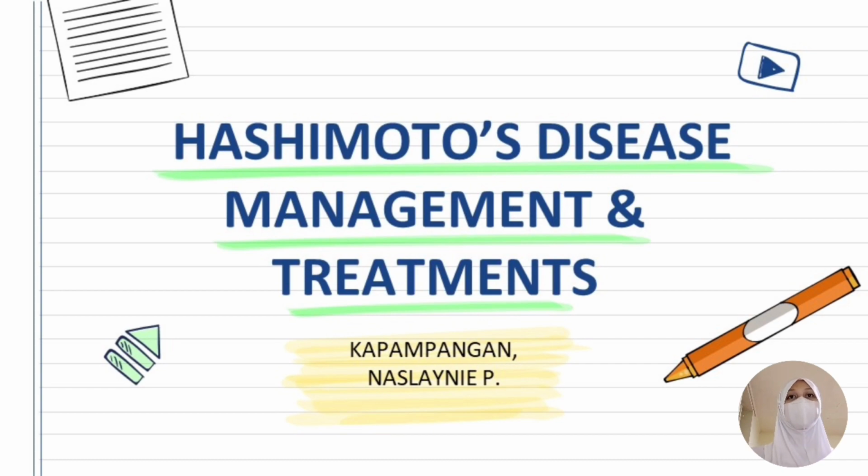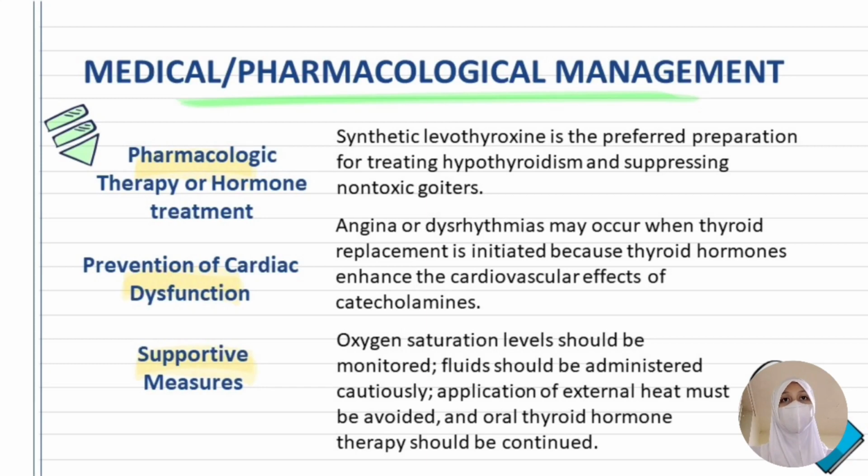So moving on to the medical treatment, if Hashimoto's disease does progress to hypothyroidism, then ang primary objective natin is to manage hypothyroidism and ma-restore natin yung normal metabolic state by replacing hormone. So our usual treatment for that is, first, hormone therapy or pharmacological therapy. So we have here the synthetic levothyroxine or Centroid or Levothroid. So ito yung most preferred preparation for treating hypothyroidism, and it suppresses the non-toxic goiters.